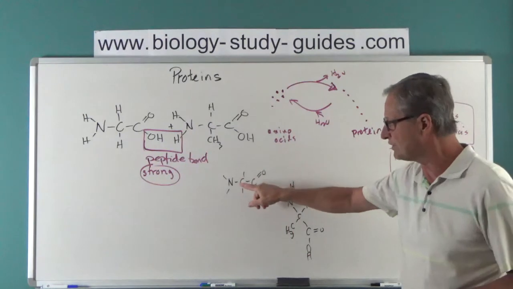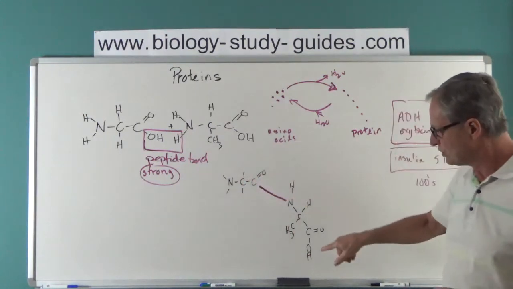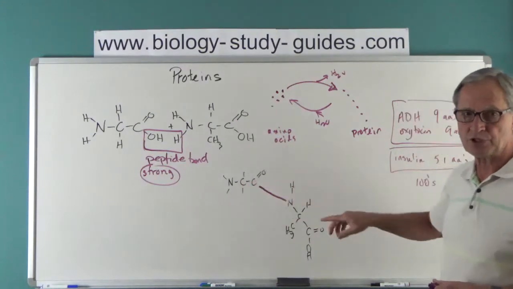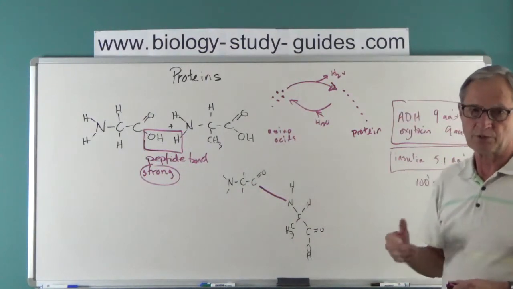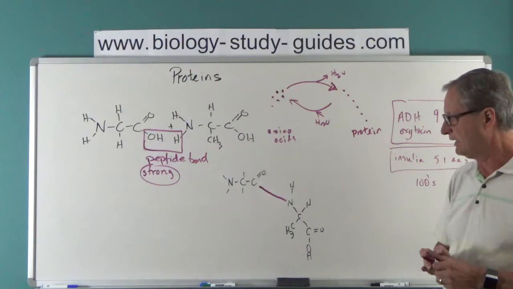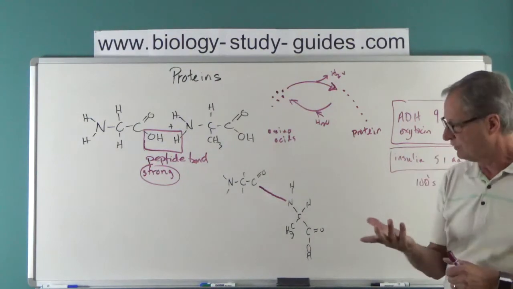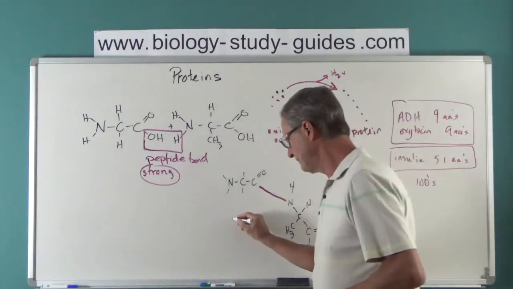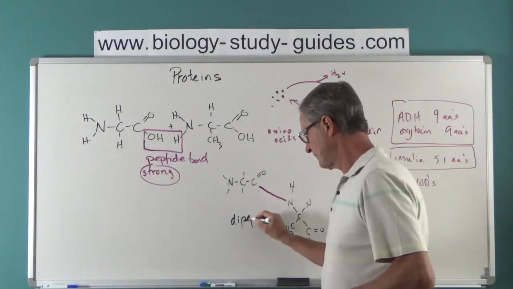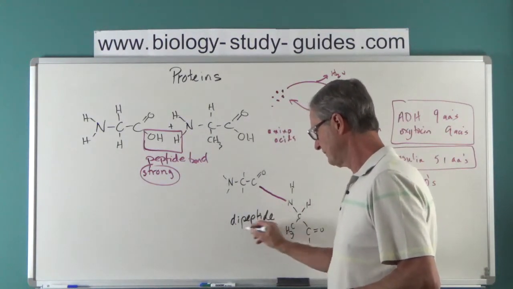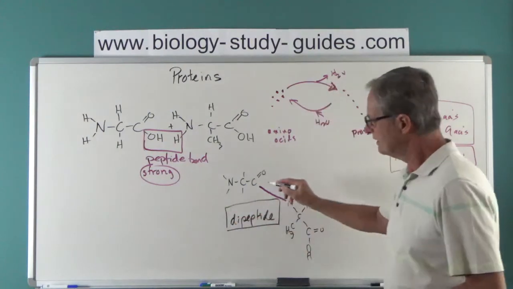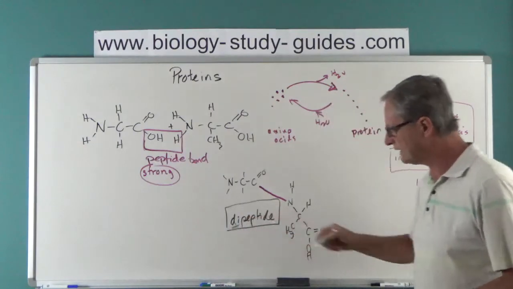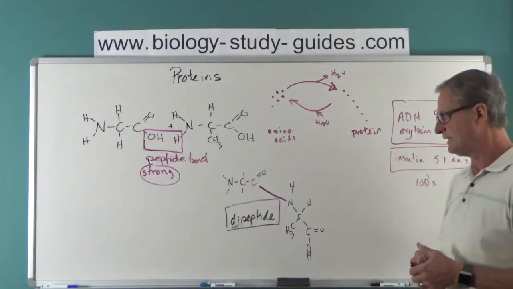So what happens with this molecule is it actually turns. And it does this, it actually forms a spiral, which is another topic that we're going to get to in a quick minute here. But I'm going to tell you this. This thing here is called a dipeptide. Two amino acids held together by a peptide bond, dipeptide.